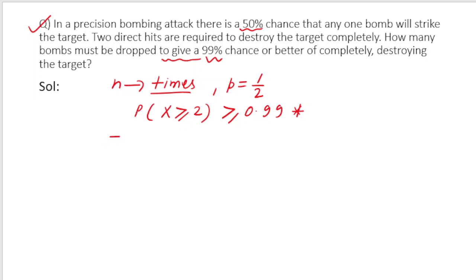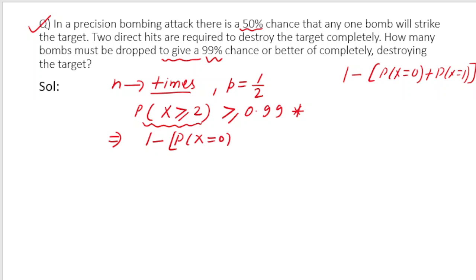Now, if I am hitting the target n times and I have to calculate the probability of x greater than or equal to 2, from the total probability I want to subtract the probability of hitting the target 0 times and hitting the target 1 time. So I can write this as 1 minus, probability of x equal to 0 plus probability of x equal to 1, and this probability should be greater than or equal to 0.99.